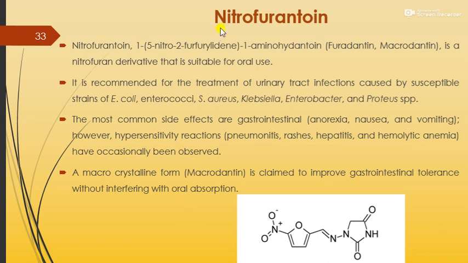The next drug is nitrofurantoin. Nitrofurantoin is 1-(5-nitro-2-furfurylideneamino)hydantoin, a nitrofuran derivative that is suitable for oral use. It is recommended for the treatment of urinary tract infection caused by susceptible strains of E. coli, Enterobacter, S. aureus, Klebsiella, and Proteus species.